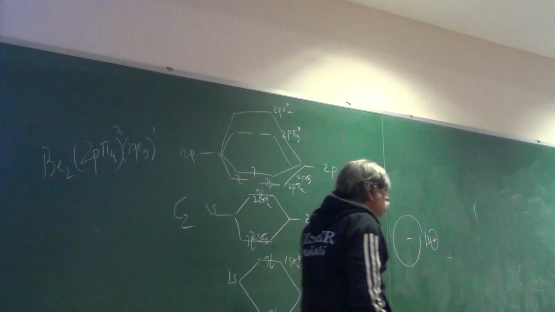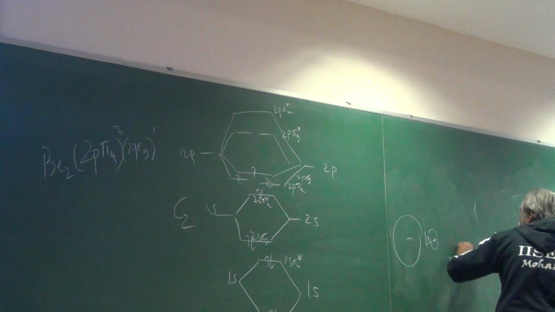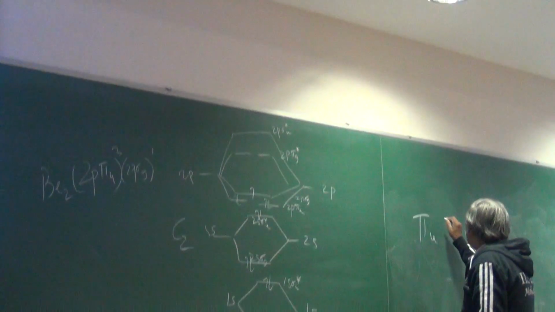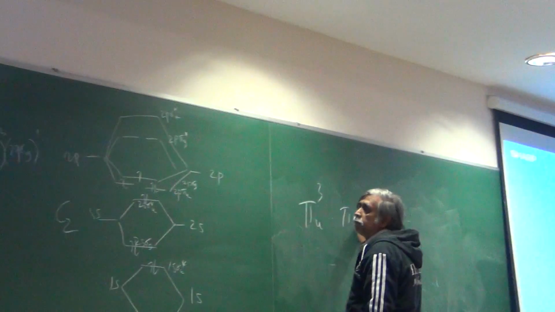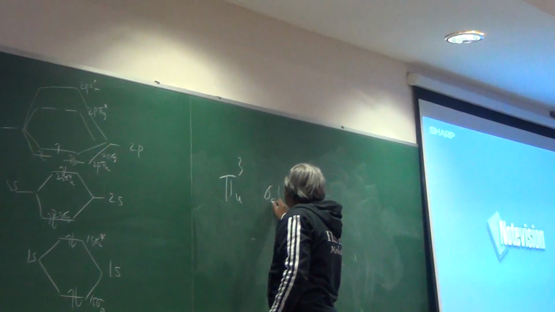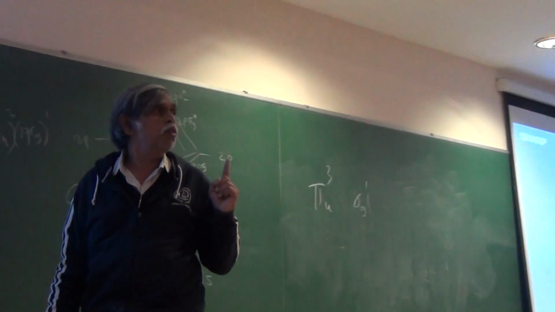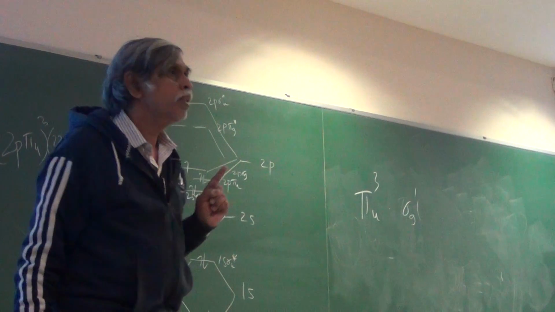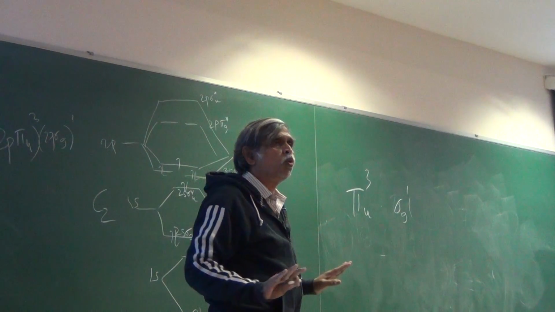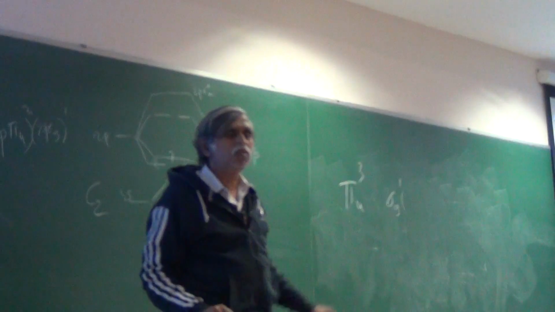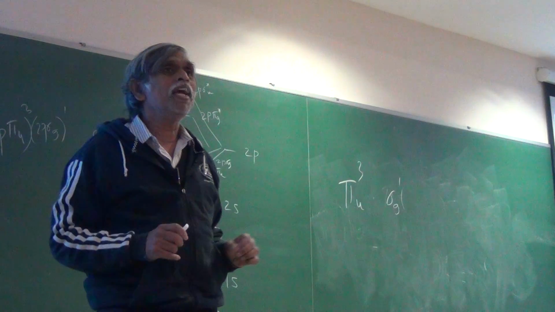When I worry about this, what's the configuration I am really looking at? Pi U 3 and sigma G 1. These are the two orbitals I really need to take into account to get my term state. How many electrons can sit in pi U totally? 4. I am having 3. So what is this pi U3 looking like?